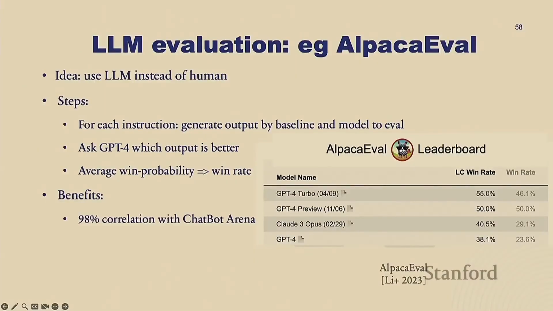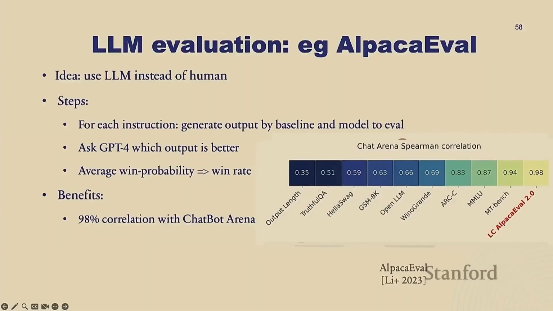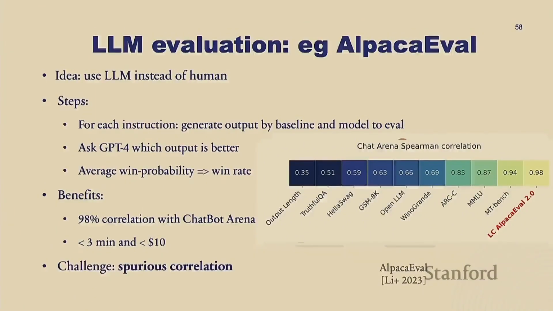The benefit of this is that we get 98% correlation with Chatbot Arena, so very high correlation with humans. This is the comparison with correlation with other benchmarks, and it takes less than 3 minutes and less than $10 to run, so it's pretty cheap. There are downsides though. One of them is spurious correlations.